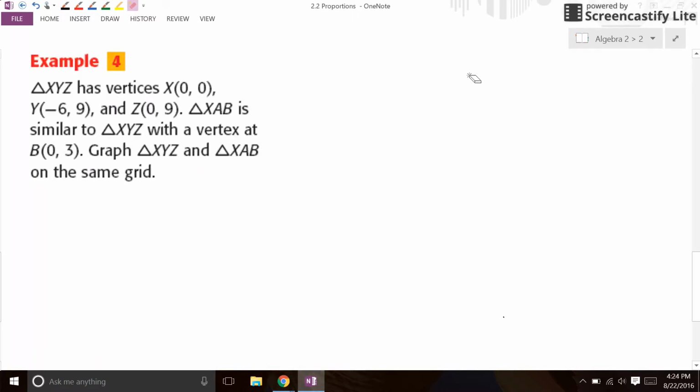All right, nice work. Now let's try this next one that says triangle XYZ. Oh, there it is again, your beautiful geometry. Triangle XYZ has vertices 0, 0. There's X. I guess I should have put the X in the front. And -6, 9. So I'm going to go here. Well, 1, 2, 3, 4, 5, 6. 1, 2, 3, 4, 5, 6, 7, 8, 9 is right here. That is Y.